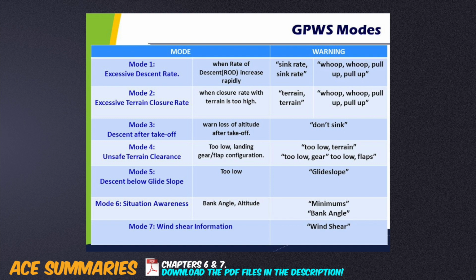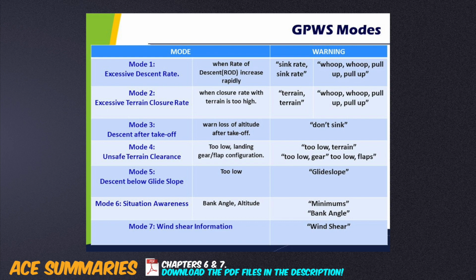The order of priorities are Mode 1, 2, 3, and 4, which generate a warning whoop, whoop, pull up. Then Mode 2, which generates a warning terrain, terrain. Then too low gear. This is the warning generated by Mode 4A. Then Mode 4B, too low flap. Then Mode 6, minima, minima. Then Mode 1, sink rate, sink rate. Then Mode 3, don't sink. Then Mode 5, glide slope, glide slope.